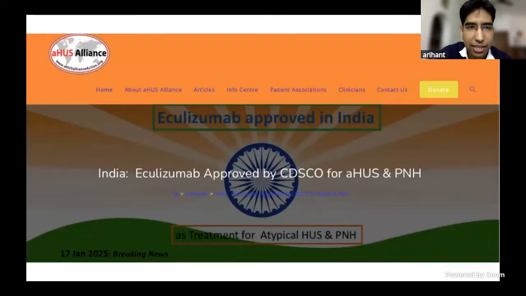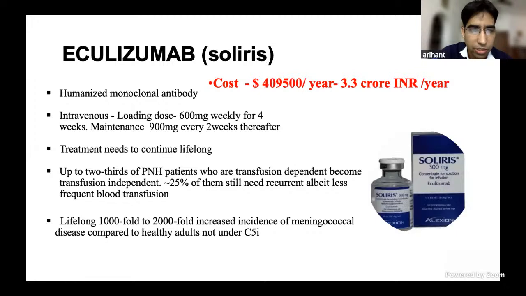One silver lining is that India, as late as 17th January, the CDSCO did approve eculizumab for atypical HUS and PNH in India. However, the cost needs to be sorted out, and up till last year, the cost of this continuous lifelong therapy of Soliris was approximately 3.3 crore per year. I would be eager to learn what we have for our patients now.